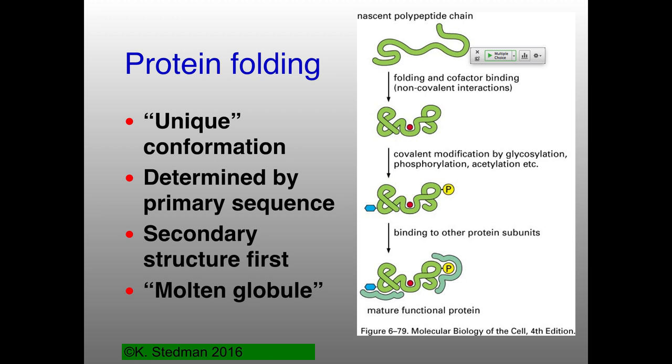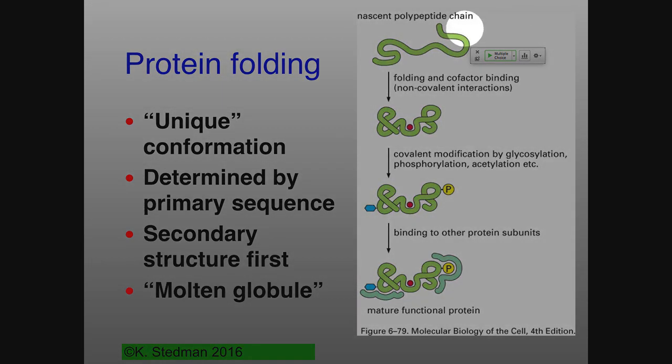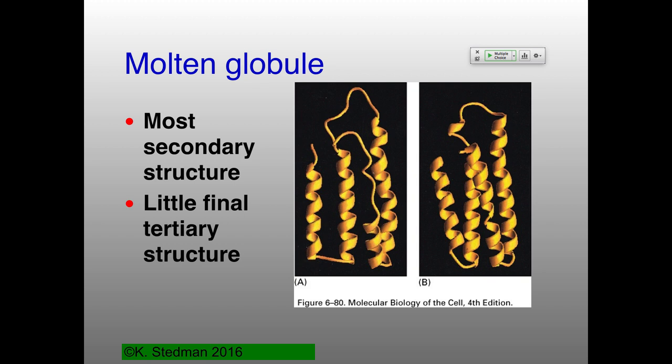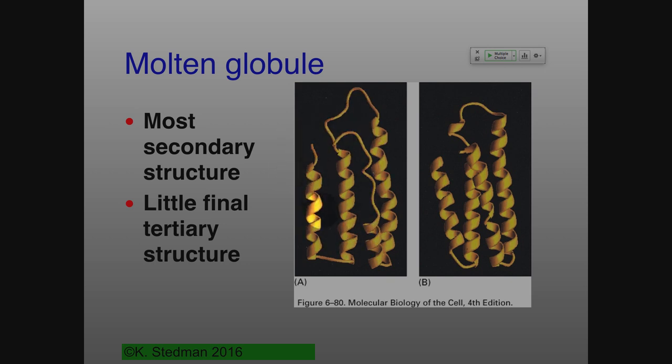But then that only later ends up in your final tertiary structure. And so this process, where you have basically this sort of intermediate between primary structure and tertiary structure, is also called the molten globule. And this is an example of those molten globules right here. This is a really classic kind of protein that lots of people have studied, what they call a four-helix bundle. This is the molten globule side over here in A, and this is the final tertiary structure right here.